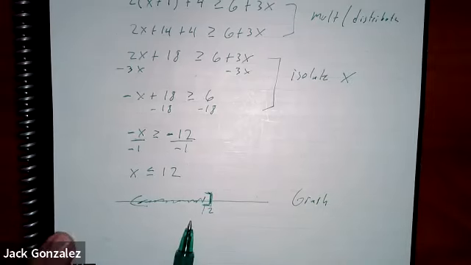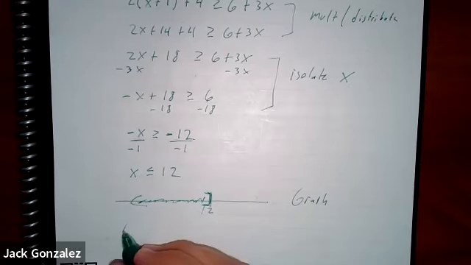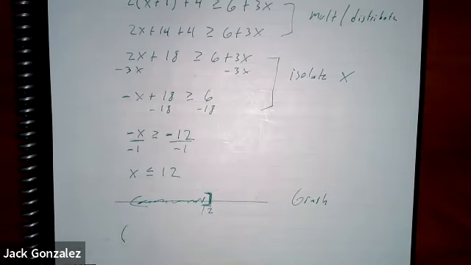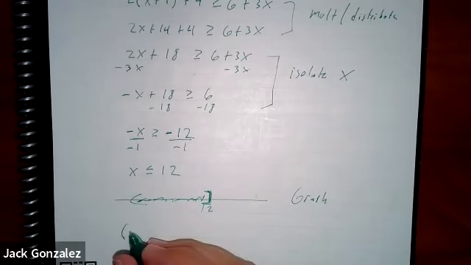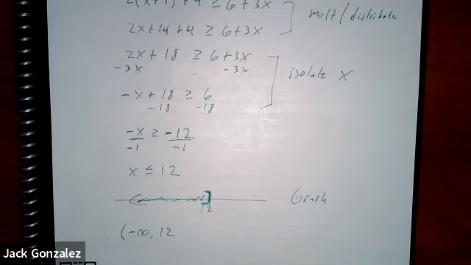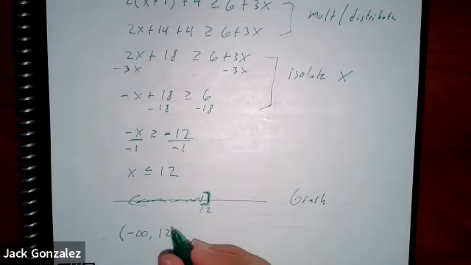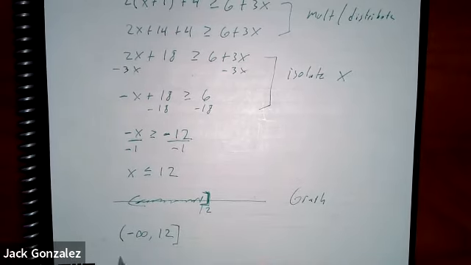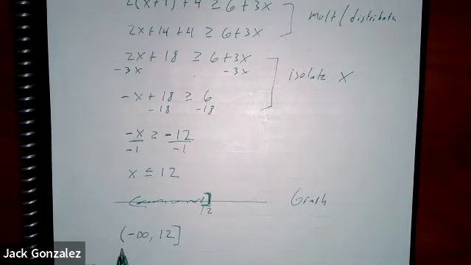Right, everything below 12. How would you write that in interval notation? Would that be positive infinity or negative infinity? Negative. And do I put a bracket or parentheses on 12? Do we ever put brackets on infinity? No.